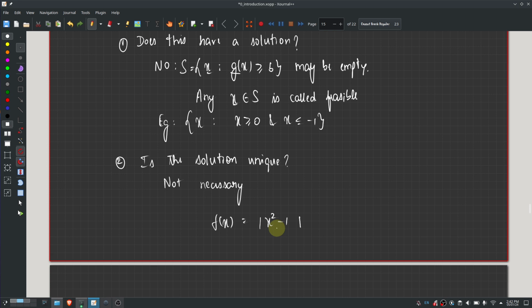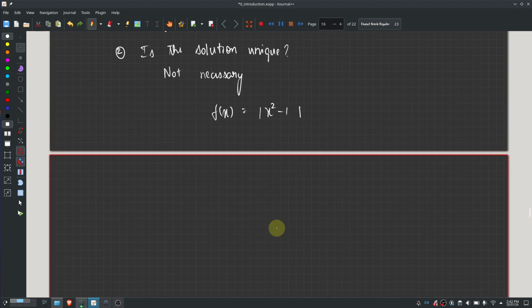Particularly when you have constraints, it may get even more complicated. So these are two questions, but the third more important question is, how do we find the solution? Just because a solution exists doesn't mean that we can very easily find this particular solution.